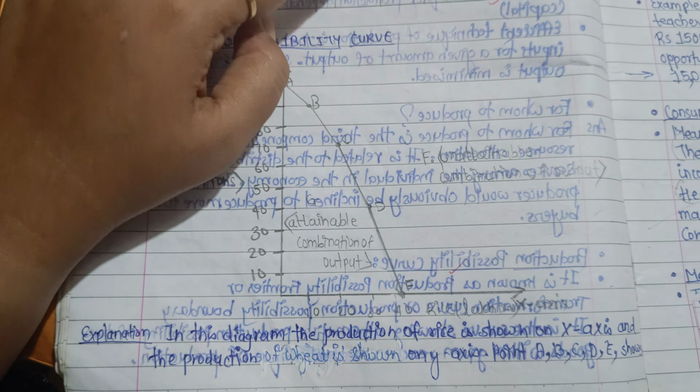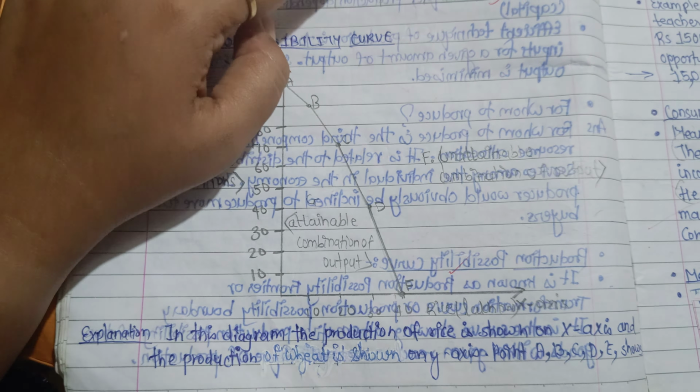Now, any point inside is attainable. Also, any point on this particular curve of your production possibility curve is attainable. You can produce here with the use of resources which are fully and efficiently utilized, and technique of production is constant. Any point outside is unattainable. You cannot attain this output because it is far away from your production possibility curve.